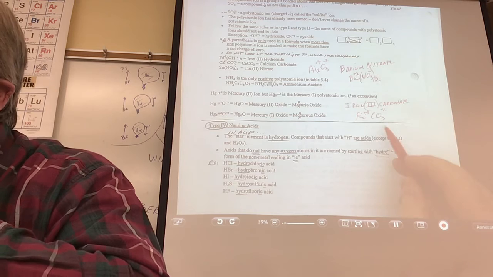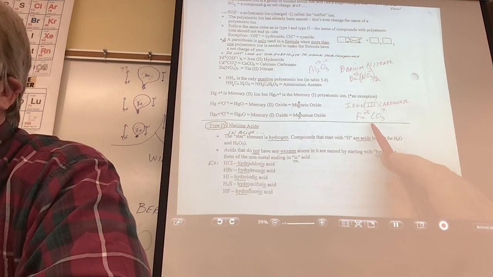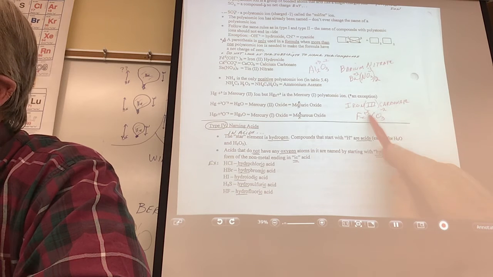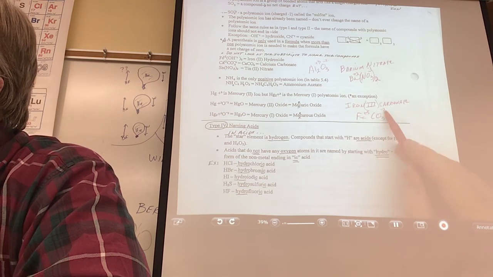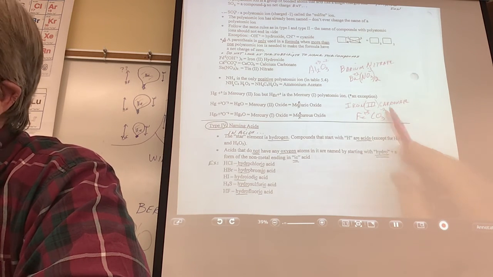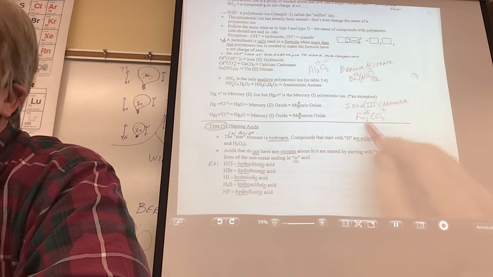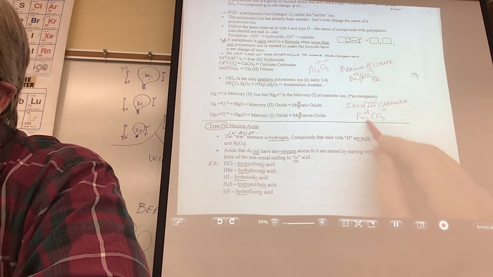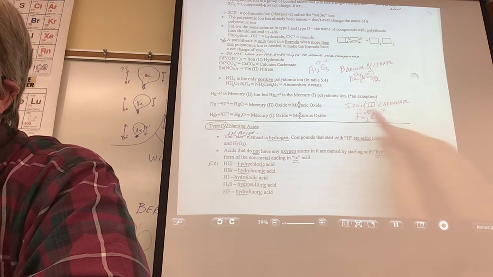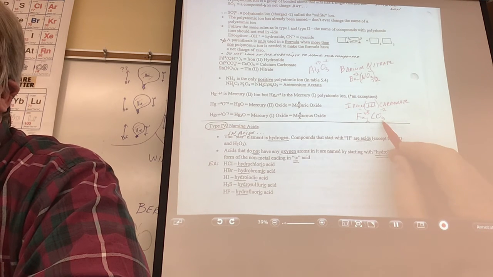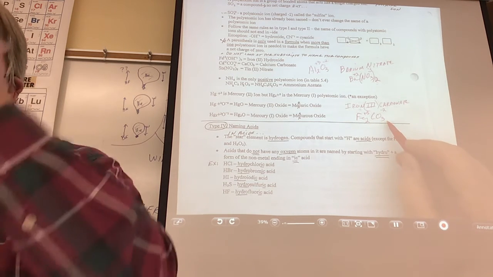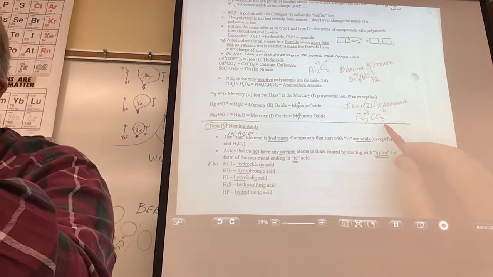So how many ions do you need? Plus 3, minus 2. What's the smallest number that 3 and 2 both go into evenly? 6. What times 3 is 6? 2. I need 2 of those ions, don't I? 2 times plus 3 is plus 6. But now, how many carbonates do I need? 3. But how do I write 3 carbonates?